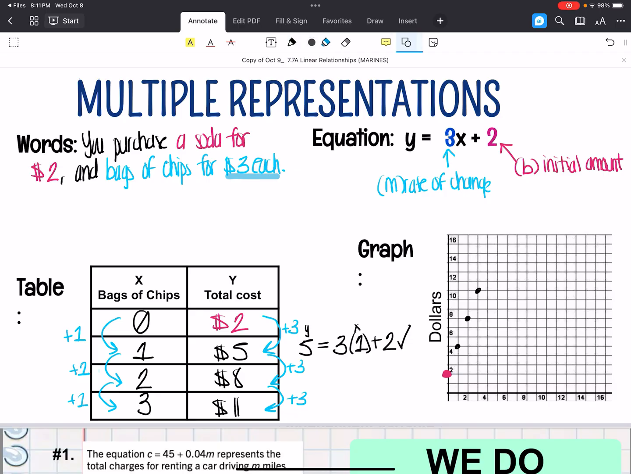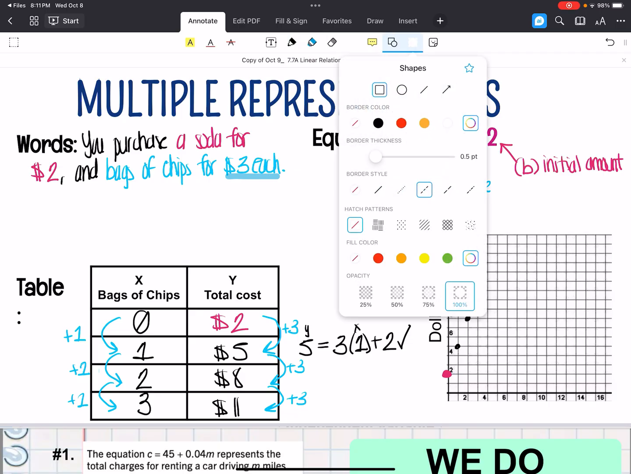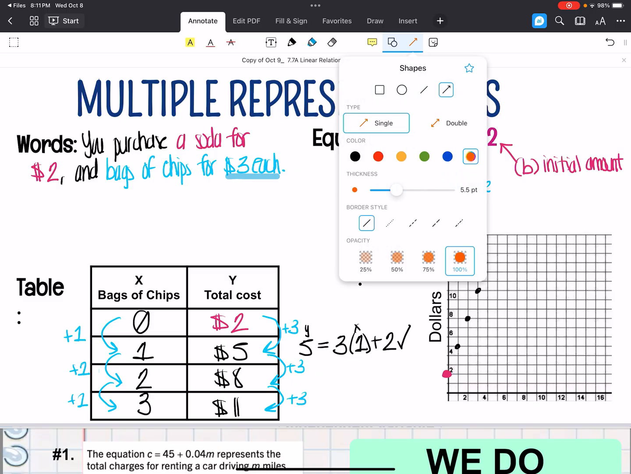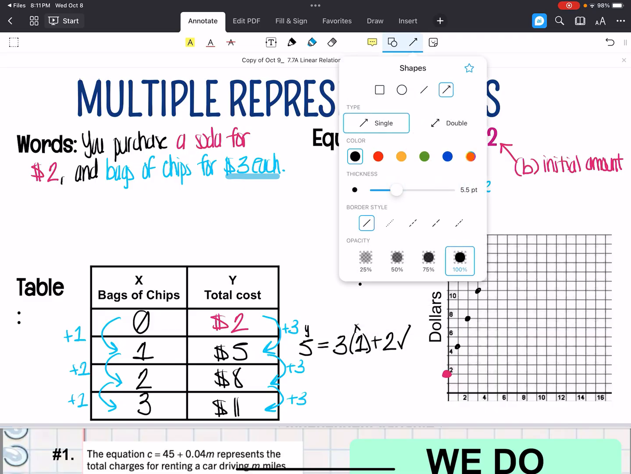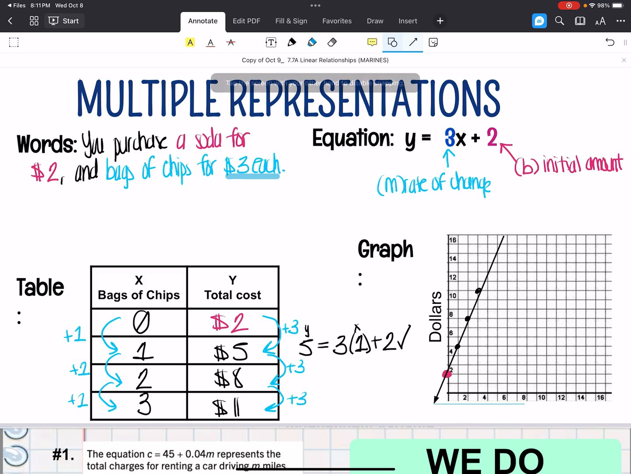And again, whenever you have a linear relationship, your points, once you graph them, are going to form a straight line.